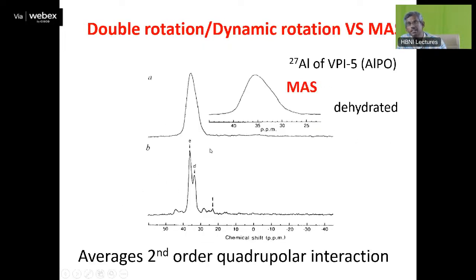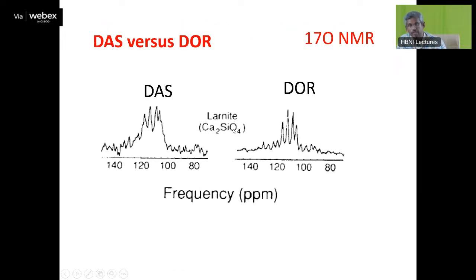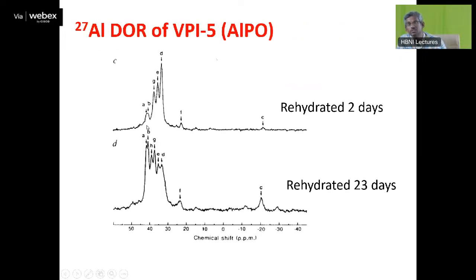And this is dehydrated. If you do a dehydration, what happens? There is no Al-OH species. The moment you start hydrating, then the Al-OH species comes. And here if you see, hydrated for 2 days, you see so many signals have come of Al-OH linkages. And at 23 days you see a lot of aluminium NMR signals.